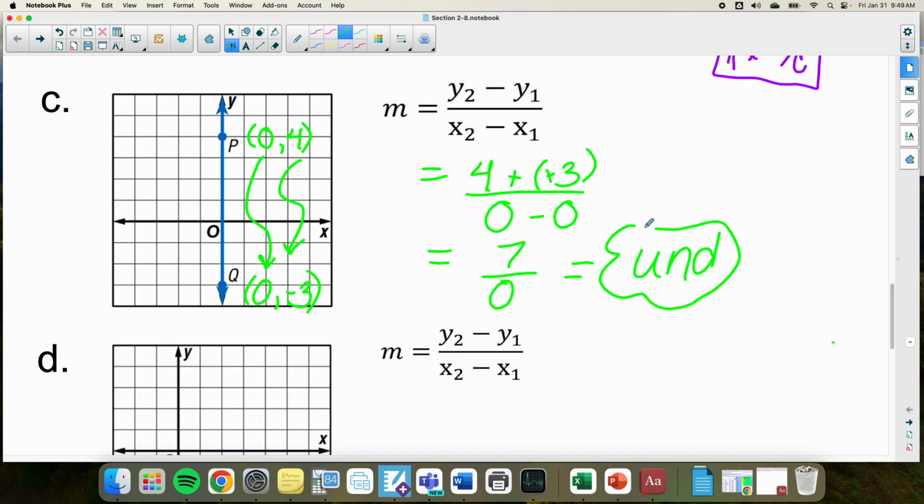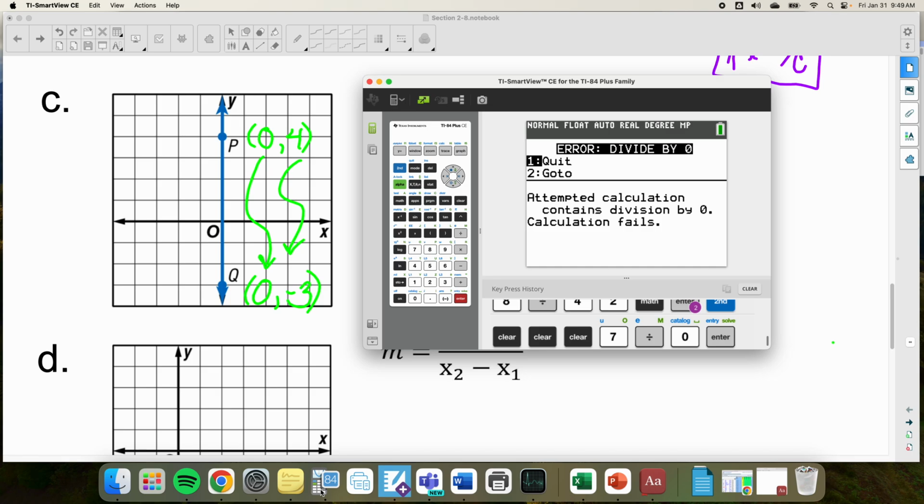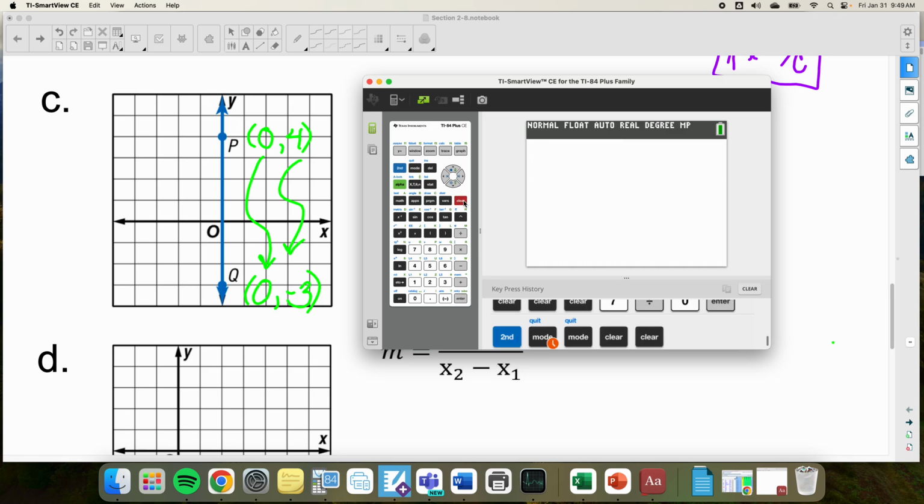All right? Now, if you went 0 divided by 7, that is 0. So when the zero's on top, it's 0. When the zero's on the bottom, it's undefined, but your calculator will tell you which is which just by you plugging that in.